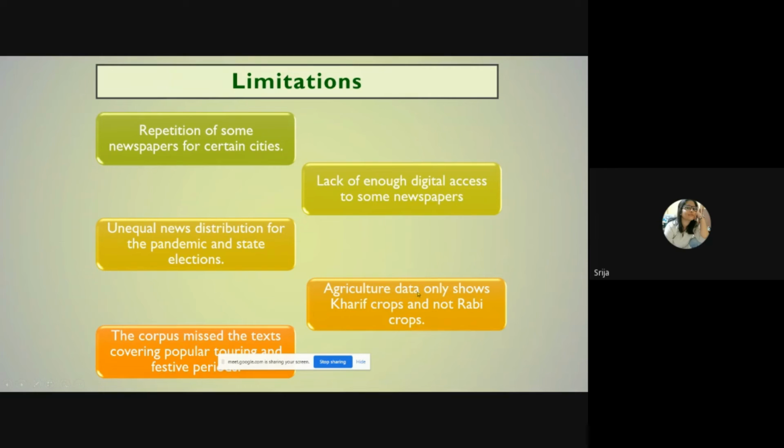The fourth is agriculture data only shows kharif crops and not rabi crops. This was because of the time span we selected, from January to June 2021. So it is the season of kharif crops. However, in our future scope, we will try to extend the duration of our corpus so that it can include rabi crops. Similarly, because of the time span, we faced another issue, that the corpus missed the text covering popular touring and festive periods.